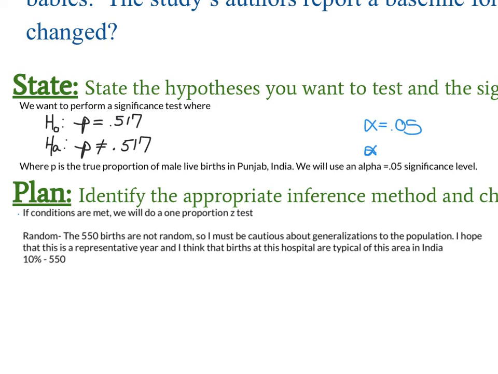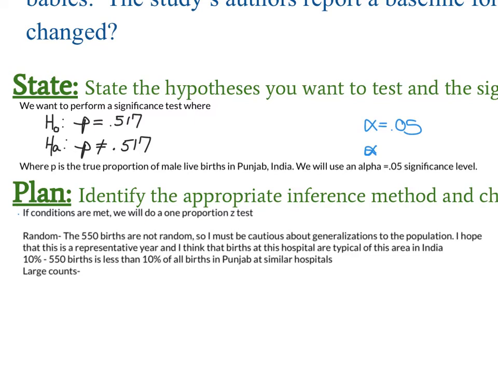My next condition would be the 10% condition. So I'm going to say that my sample, which is 550 births, is less than 10% of all births in Punjab, India at similar hospitals.